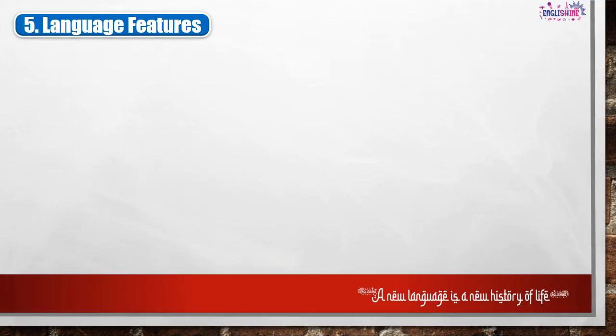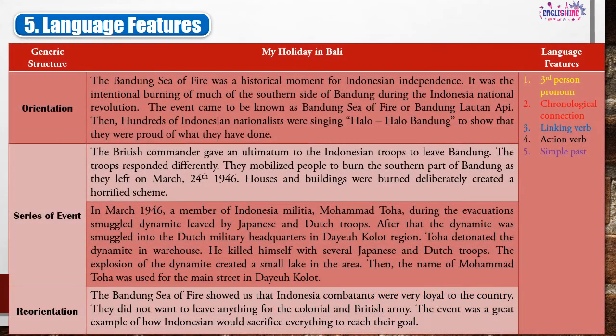Let's find the language features in the text that we have already seen. Okay, first, third-person pronouns. We can see here in the yellow circle. There are it, they, and he. Second, using chronological connection. We can see here in the red circle. There are then, after that.